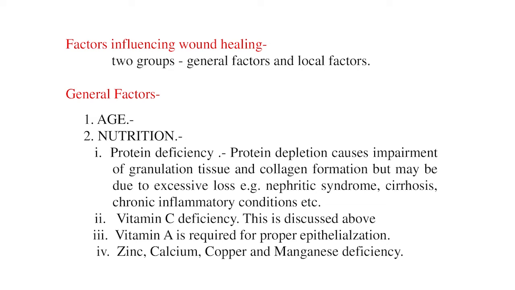Then nutrition, protein deficiency. Protein depletion causes impairment of granulation tissue and collagen formation, and may be due to excessive loss, that is nephrotic syndrome, cirrhosis, chronic inflammatory conditions, etc. Then vitamin C deficiency, as we discussed earlier in the same lecture. Vitamin A is required for proper epithelialization. Zinc, calcium, copper and manganese deficiency. Zinc is an essential component of many enzymes which are involved in protein synthesis. There is failure of granulation tissue formation in case of zinc deficiency.